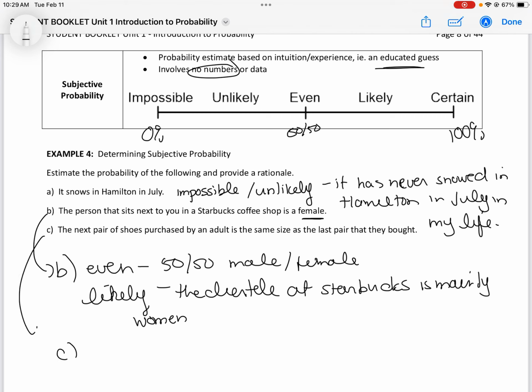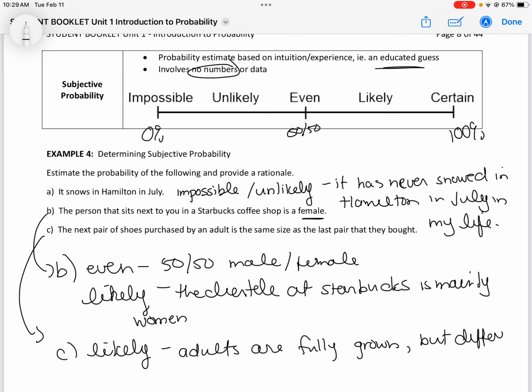And then C, the next pair of shoes purchased by an adult is the same size as the last pair. I'm going to say likely. You could say certain or you could say likely. I'm going to say likely. There are different makes. Adults are fully grown, so their feet are not growing anymore. But there are different makes of shoes, and different makes of shoes fit differently. So probably within a size.